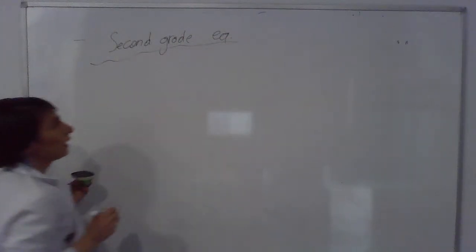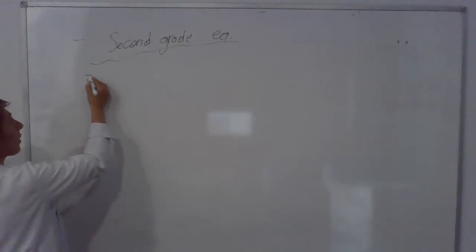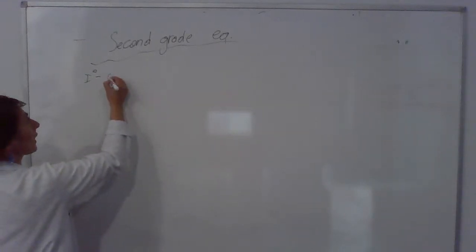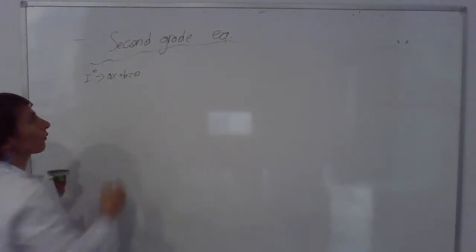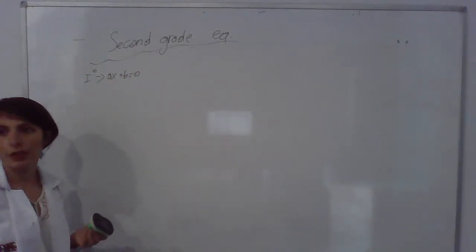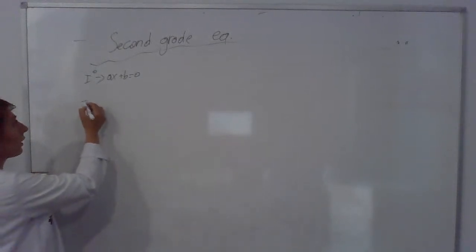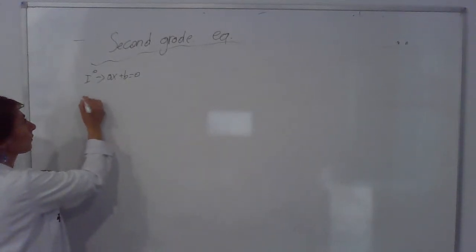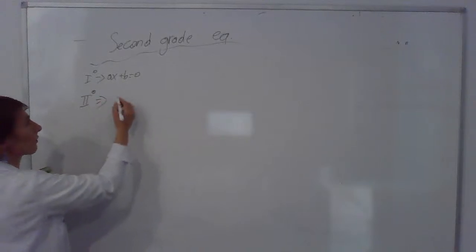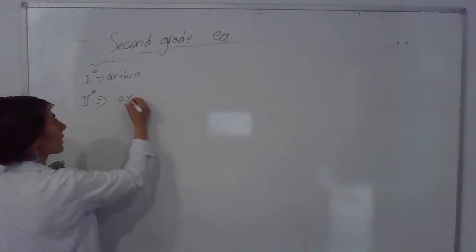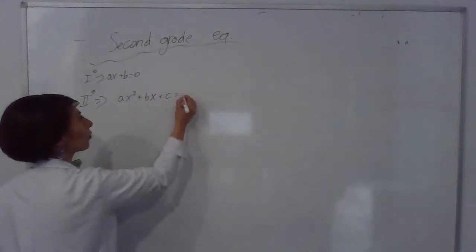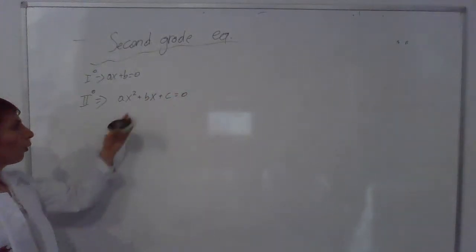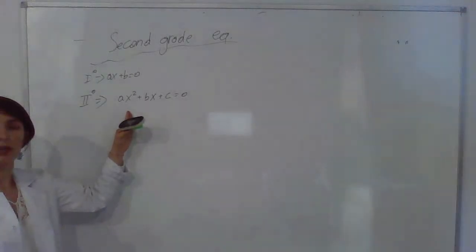Okay? We said that the first grade equation form is like ax plus b equals 0. What about the form of second grade equation? Well, the form of second grade equation is like this. ax to the power 2 plus bx plus c equals 0. This is the form of second grade equation.